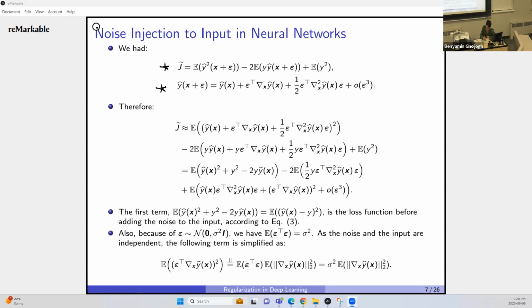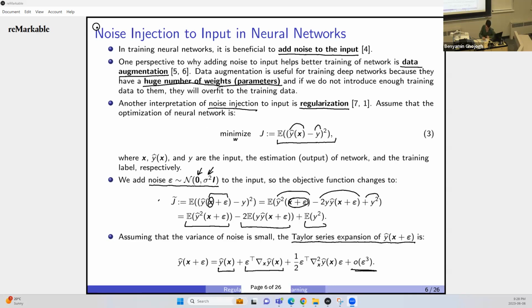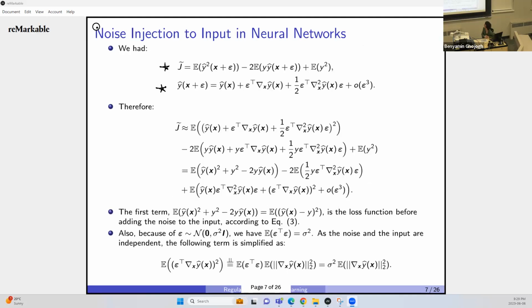Also, we found J tilde. So we found these, so I'm repeating them. So this was J tilde that we just talked about, and this is a Taylor series approximation. I'm repeating them here in this slide. Okay. Now, what do we have? This was J tilde.